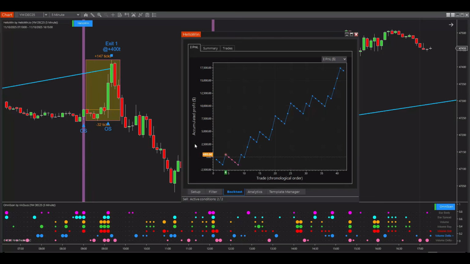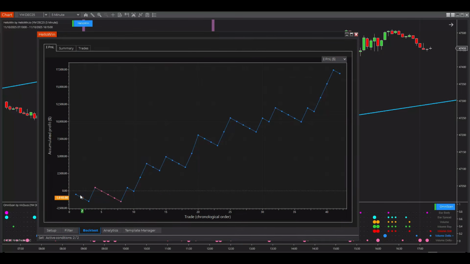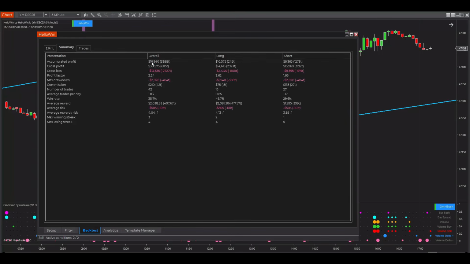And the P&L curve on YM is just as impressive as NQ. The results show that even though the win rate is slightly lower than NQ, the profit to drawdown ratio is significantly higher, reaching 8 times the max drawdown.